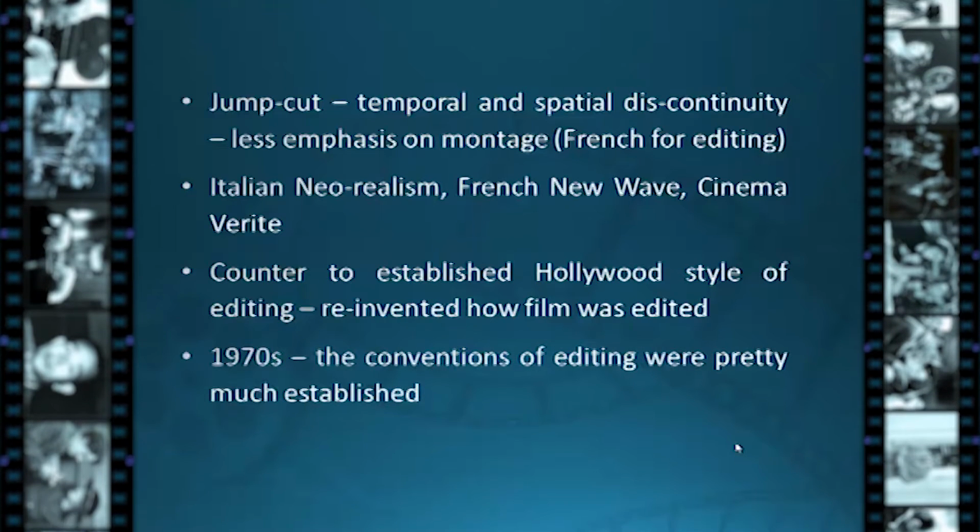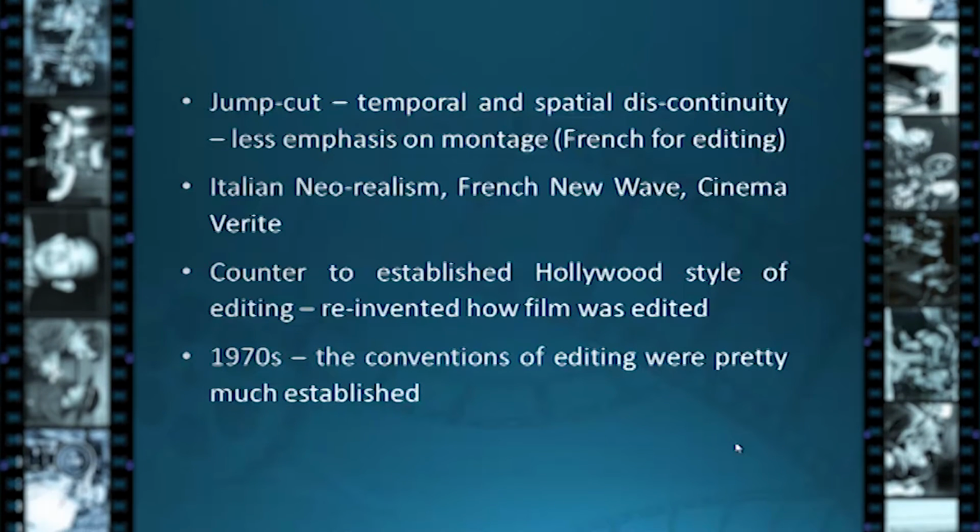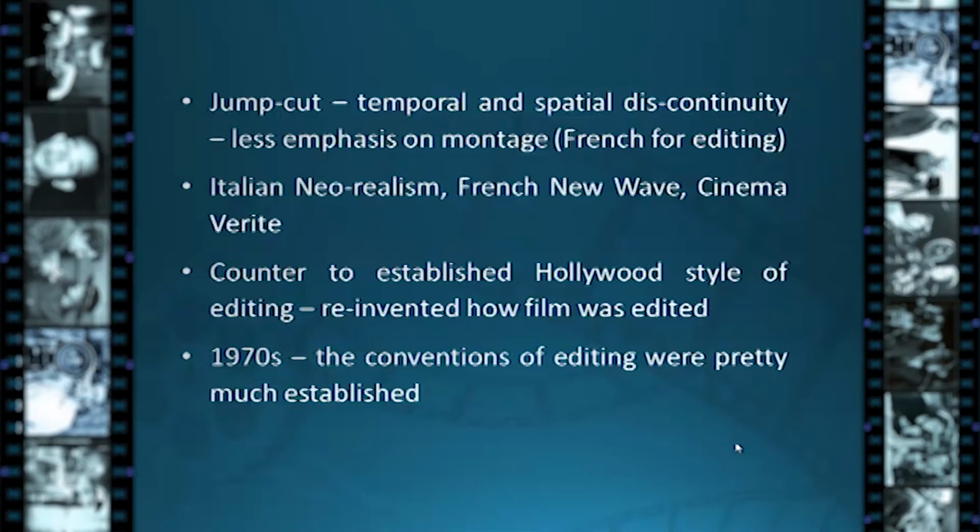Now by the 1970s, a lot of the conventions that we relate to editing today were pretty much established. So whether it was the Hollywood style, the continuous style, or the countermeasures or alternate views to editing, by the 1970s there was basically a good understanding of what editing can do. Now let us talk about the editing equipment and the changes that have happened over the years.